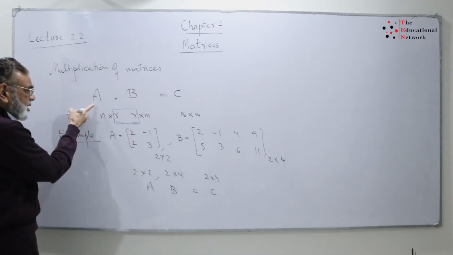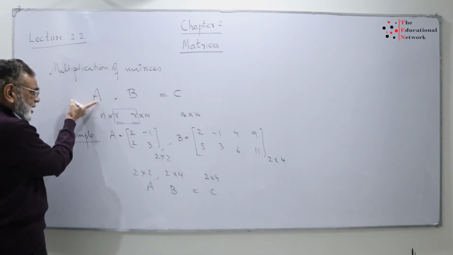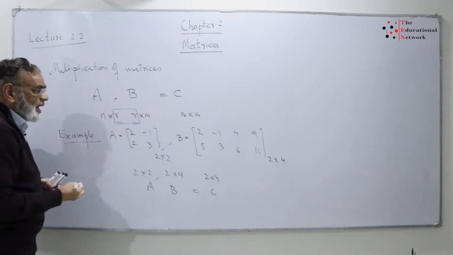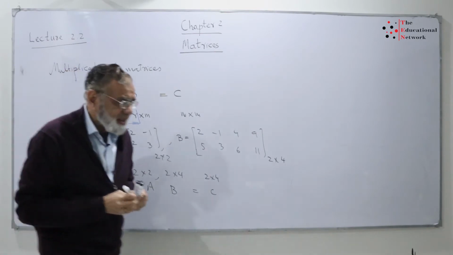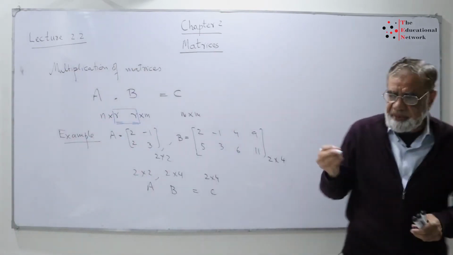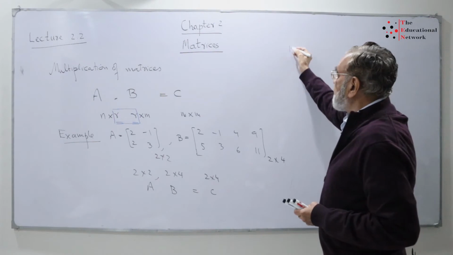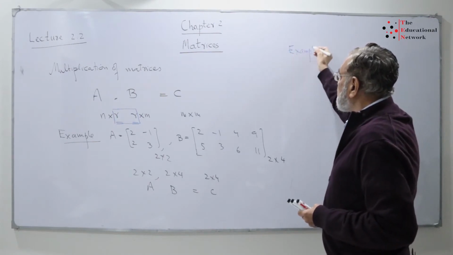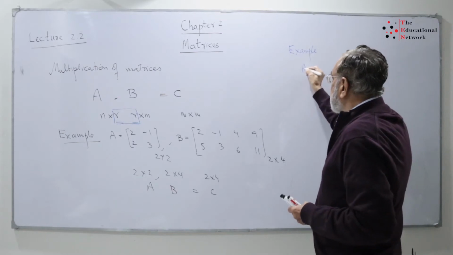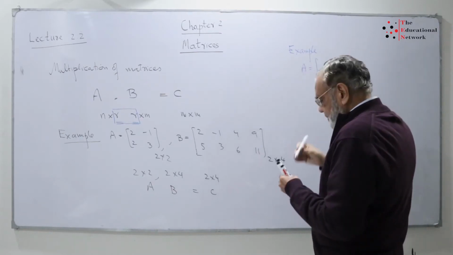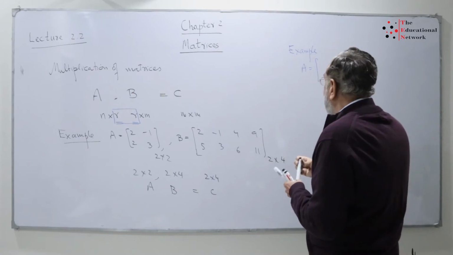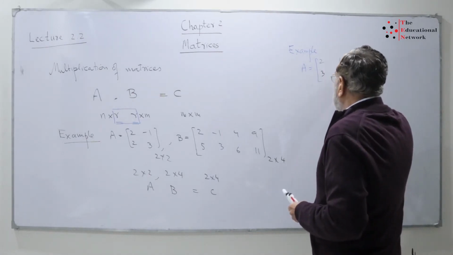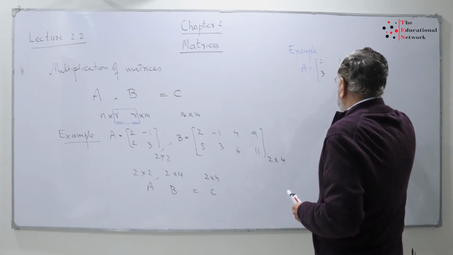So this thing we must always remember: the number of columns of matrix A is equal to the number of rows of matrix B, and the result is m by n. I take an example to show you how we multiply. Example for the multiplication: my matrix A is 2, 1, 3, 4, 1, 5.